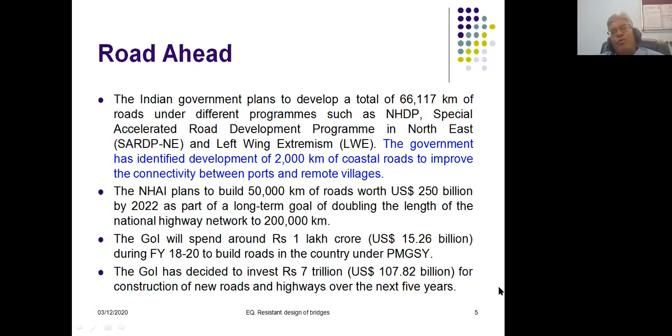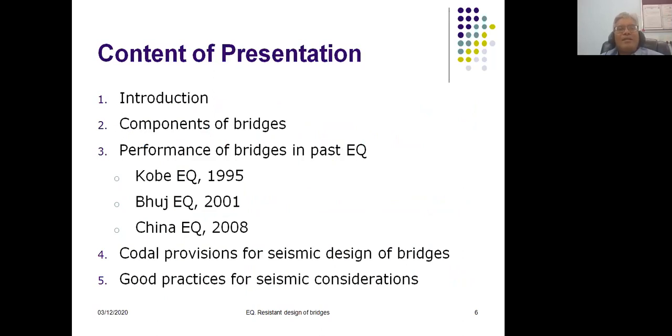We need to take more care, more precautions to build earthquake resistant designs of bridges. Right? So in this presentation, I will talk initially about the introduction and components of bridges, because bridges are a little bit different types of structures as compared to buildings. So that is why I will talk a little bit about its introduction.